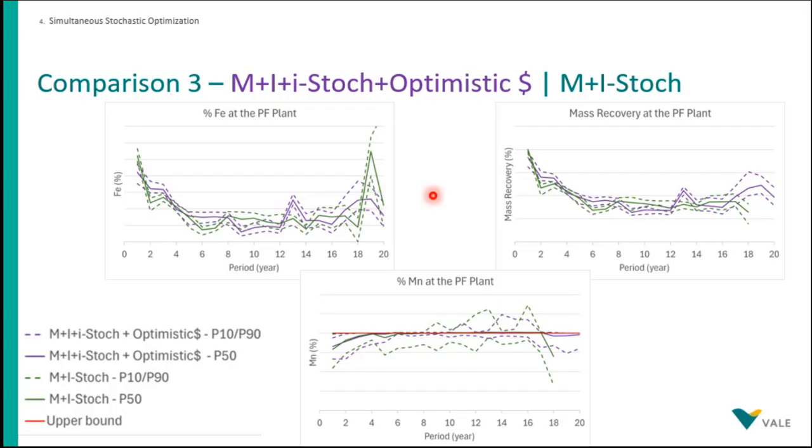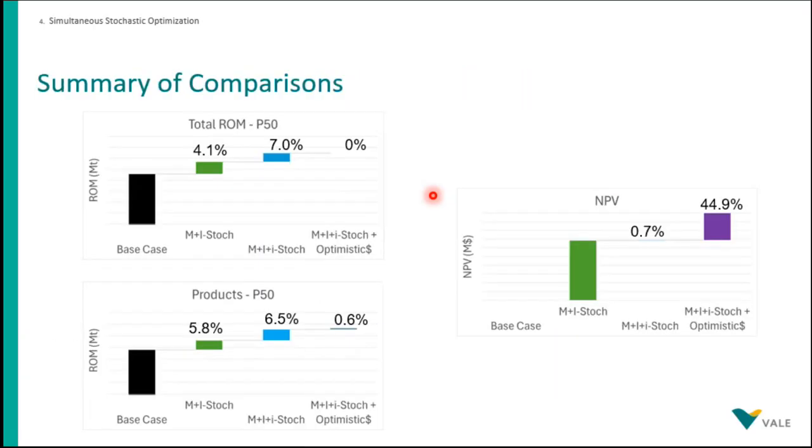And just to summarize the comparisons here and try to bring something more comparable given our cases. The first graph here is a comparison in terms of the run of mine. So this was what was reported by the base case, the deterministic case. And by running a stochastic optimization, we end up having 4% more ROM feeding both processes, the DSO and the pellet feed. By allowing inferred material, we had an increase of 7%. And we didn't have much increase just by including inferred and having optimistic prices.